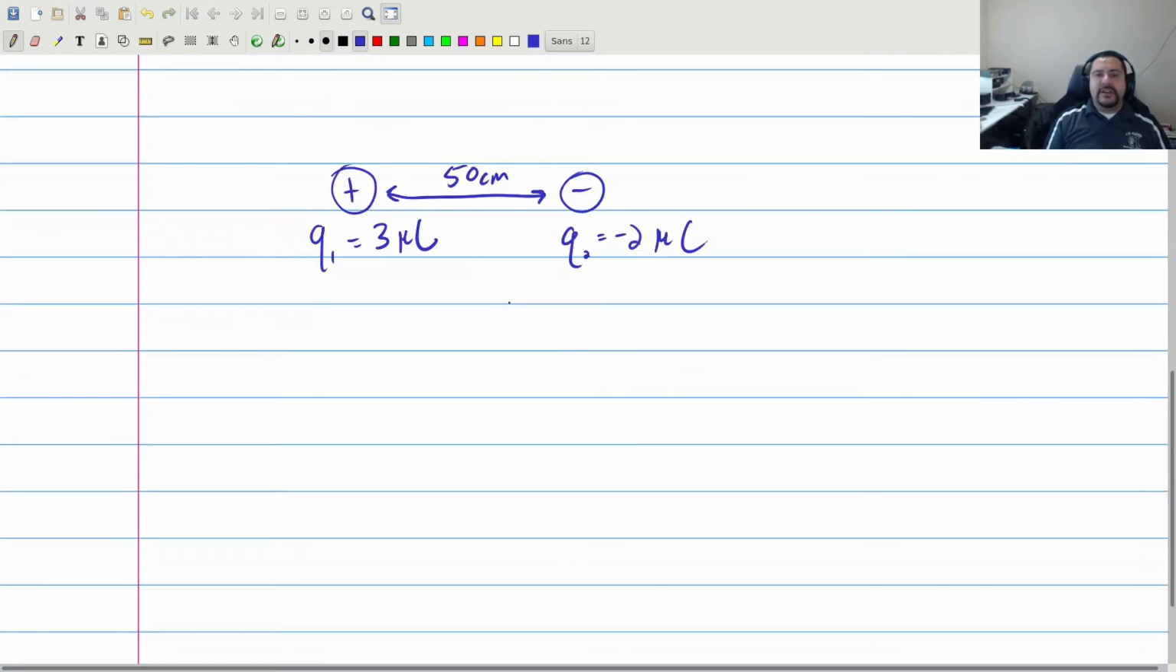Okay, so here is our basic problem, and we are asked to find what is the electrostatic potential energy.